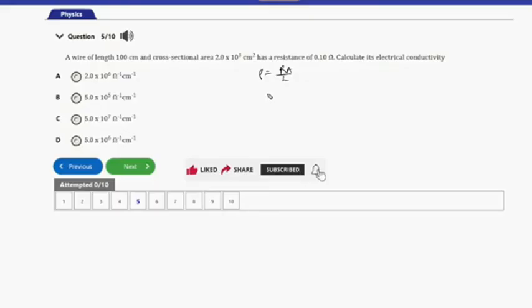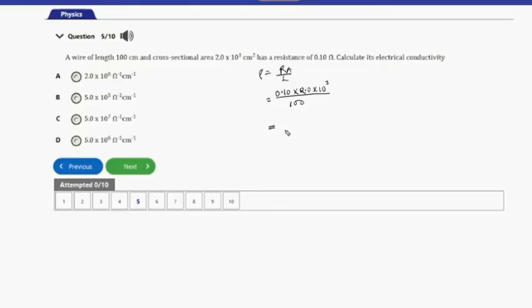So let's take note of the units we have in the answer. We have the units in per ohm per cm here, which means we are going to solve with the cm given to us here, and we're not going to convert it to meters anyway. So we'll have resistance 0.10 ohm times the cross-sectional area, which is 2.0 times 10 to the power of 3 cm squared, then over the length, which is 100 cm. So let's go ahead and solve this to get the resistivity.